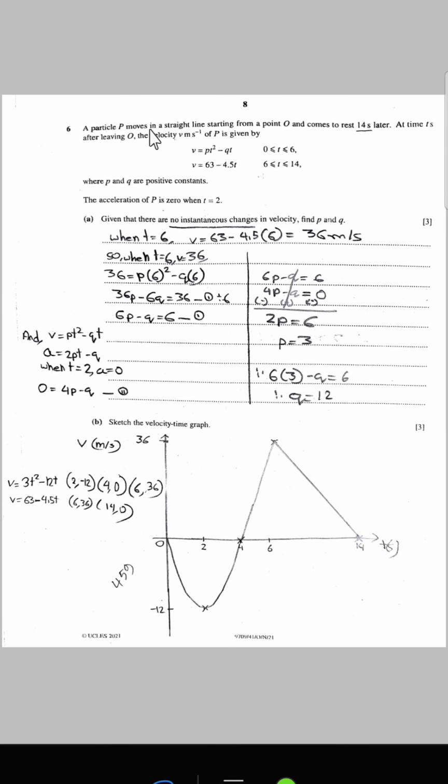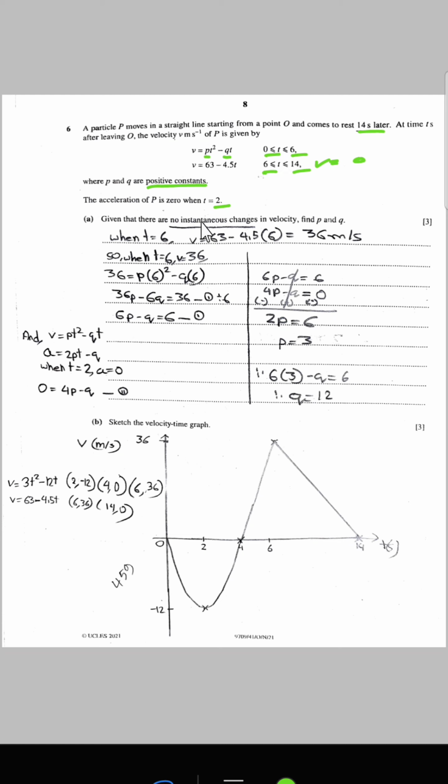Question number 6. A particle moves in a straight line starting from point O and comes to rest 14 seconds later. So after 14 seconds it comes to rest, that is velocity is equal to 0. At time t seconds after leaving O, the velocity of the particle P is given by two expressions, for time 0 to 6 seconds and for 6 to 14 seconds, where p and q are positive constant values, that means these values are not changing. The acceleration of P is 0 at time t is equal to 2. So for time t equal to 2, acceleration is 0. That means we have to consider a zero acceleration at this time.